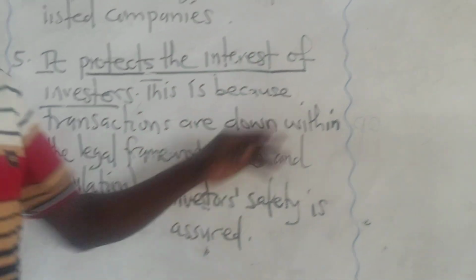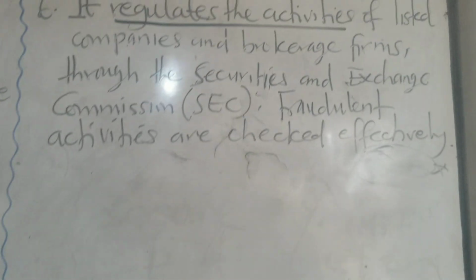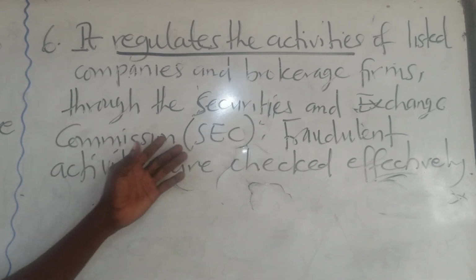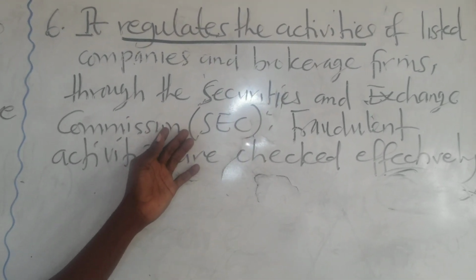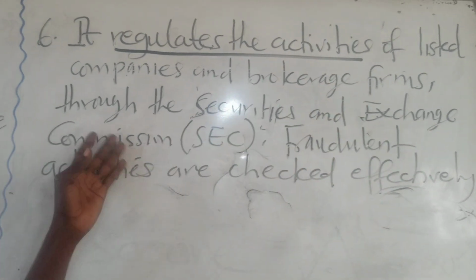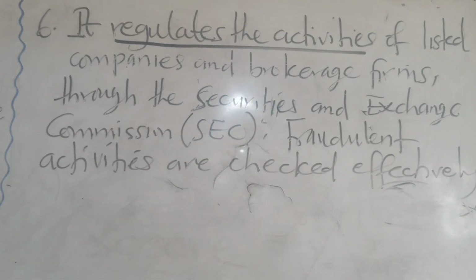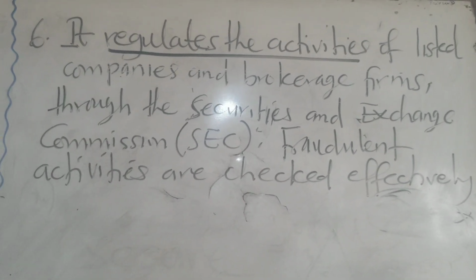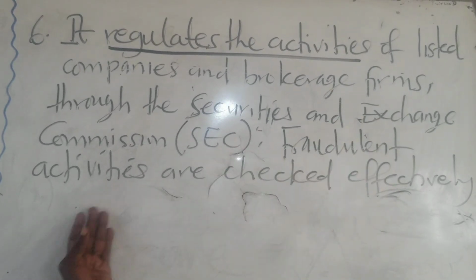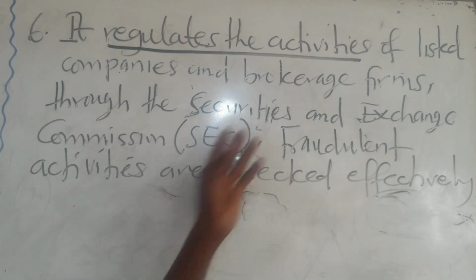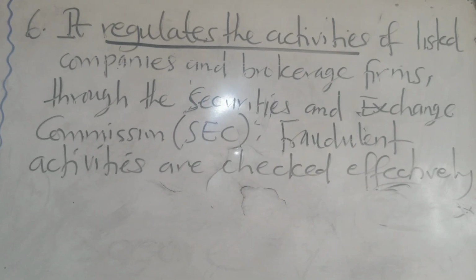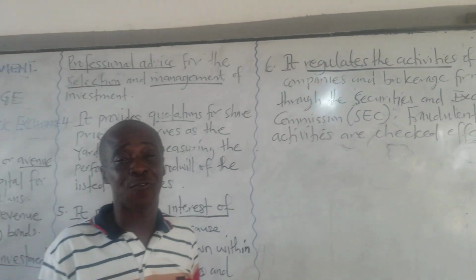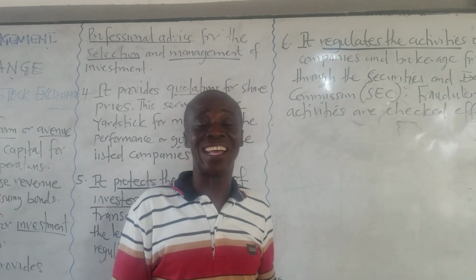Then finally, it regulates the activities of the listed companies. Just as we have said, there are rules there. The Securities and Exchange Commission, which we call SEC, is there to monitor the activities of every company that is listed there. Because of that, fraudulent activities are checked by the Securities and Exchange Commission, so that your safety is also assured. So this brings us to the end of our topic on the stock exchange.